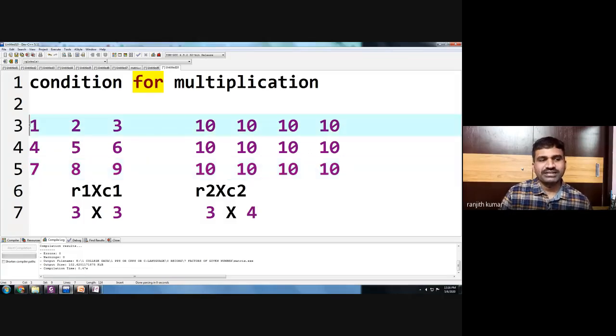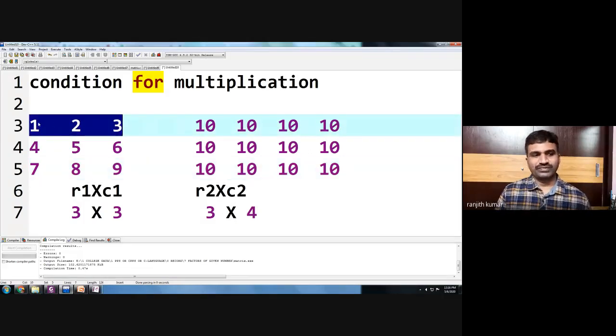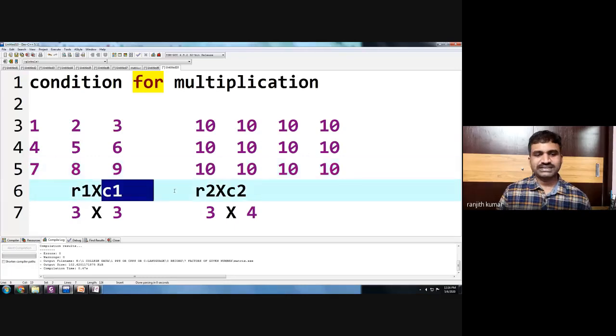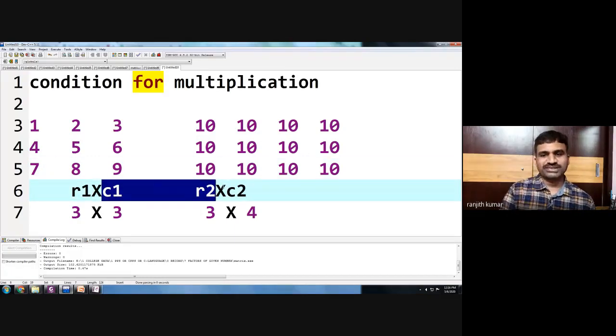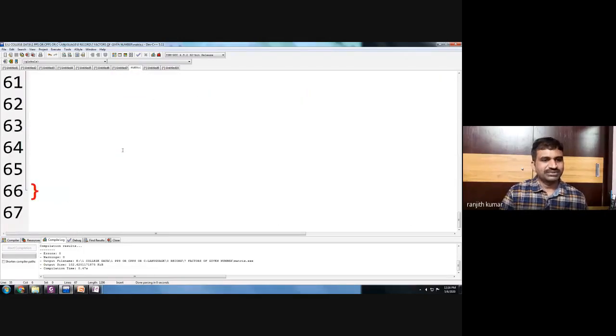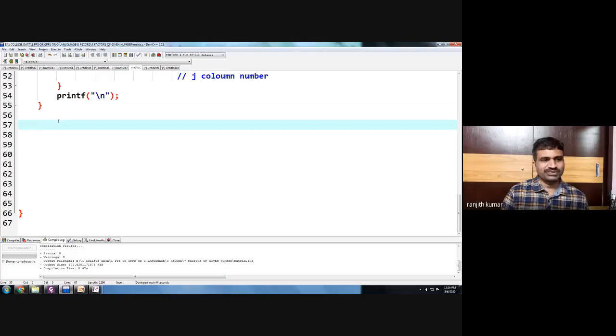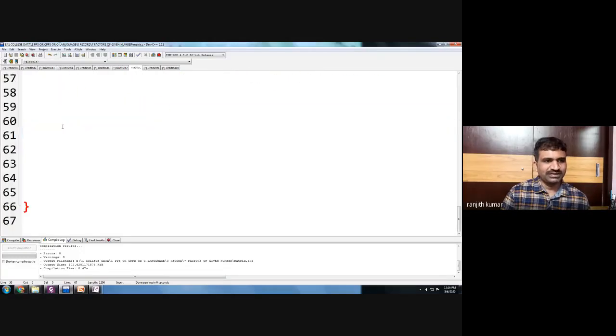So what will happen? 1, 2, 3 will be multiplied with this, with this, with this, and with this. So that's why we are checking the condition. What is it? The number of columns in the first matrix must equal the number of rows in the second matrix. So the same condition we will write here. So the matrix multiplication condition is what? The number of columns and number of rows must be equal. So let us write.